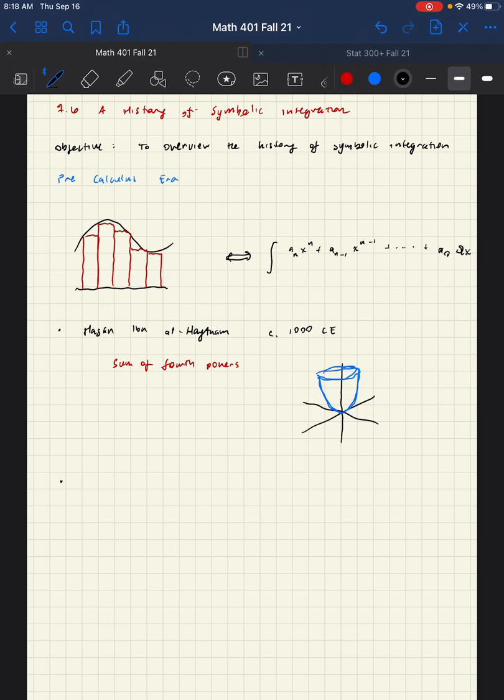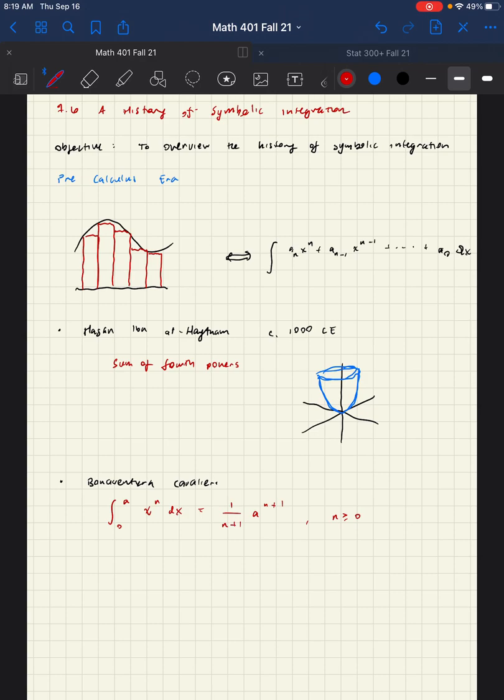Other advancements came not too far removed from when calculus as a subject was finally introduced in the 17th century. We have Bonaventura Cavalieri, who introduced this quadrature formula, the integral from 0 to a of x to the n dx equals 1 over n plus 1 times a to the n plus 1, for n greater than or equal to 0.